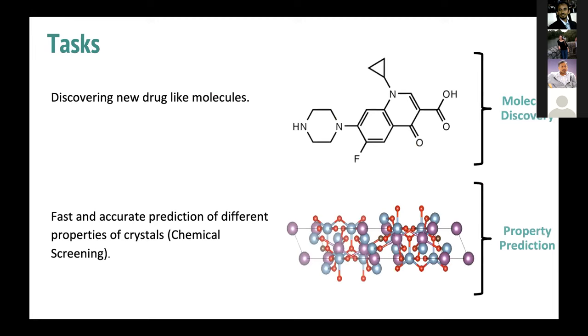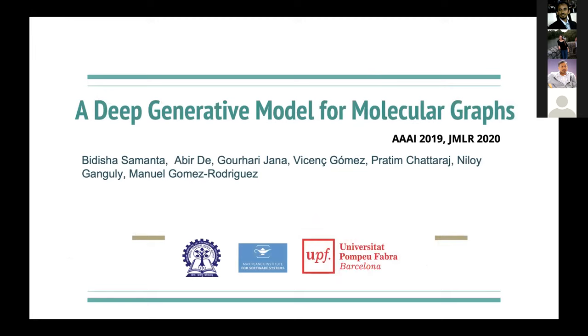With this, the tasks are twofold: discovering new drug-like molecules, which is molecule discovery, and fast and accurate prediction of different properties of crystals, which is chemical screening and property prediction. With this in mind, I present the first work of ours, deep generative models for molecular graphs. These are my co-authors who have been participating in this project.